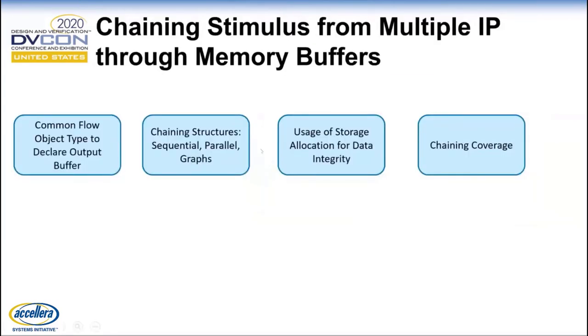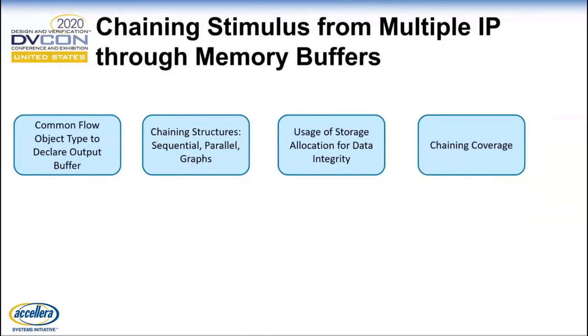So how do we do this chaining from multiple IPs through memory buffers? We want to have a flow object type that is used in common between all IP developers. We want to create these chaining structures, and these chaining structures can be of any complexity.